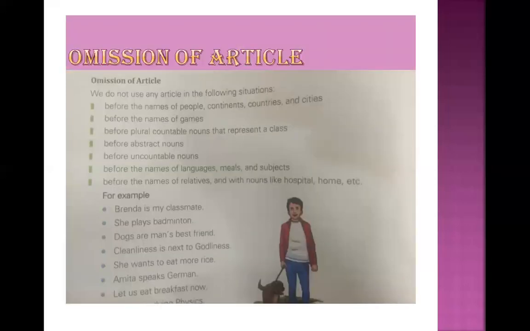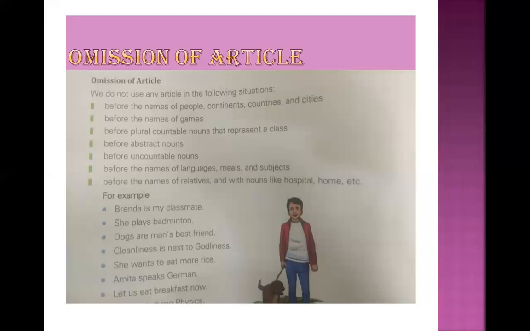Omission of articles, where we do not use any article, or you may call it where we don't need those articles, or that is acting as a zero article. Before the name of people, continents, countries, and cities, we don't need the article. Before the name of games, before plural countable nouns that represent a class, before abstract nouns, before uncountable nouns, before the names of languages, meals, and subjects, here we actually omit the articles.